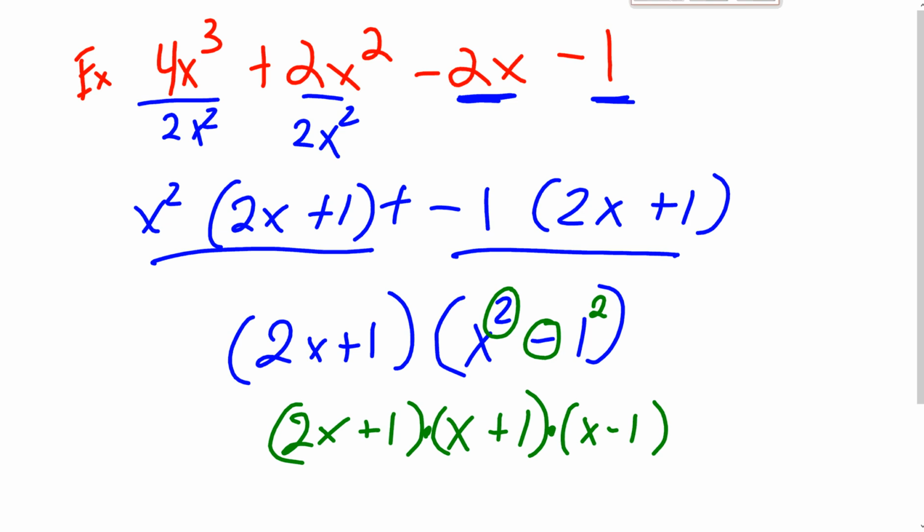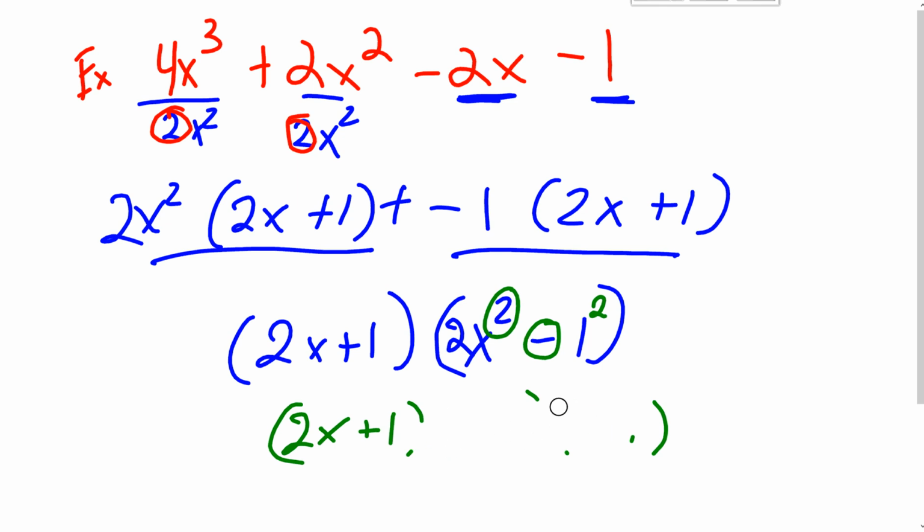Except for, of course, man, I factored out a 2x squared. So you probably saw that. So there should be a 2 there. So that means I'm not going to have conjugates. Jeez. I'm messing everybody up.